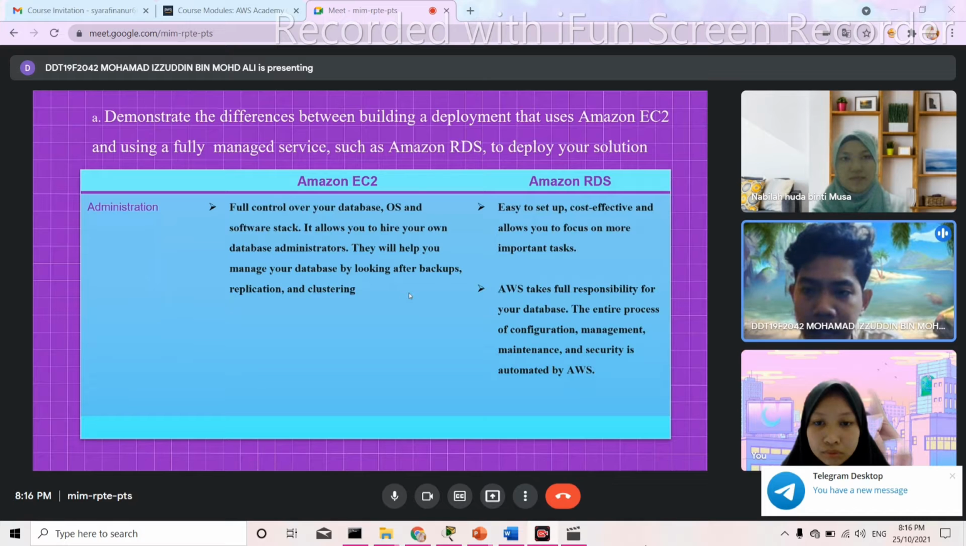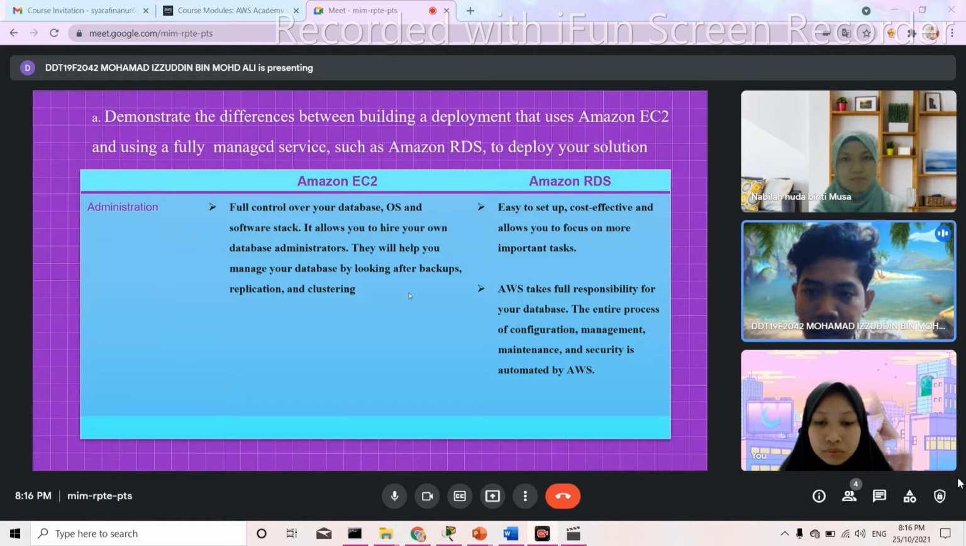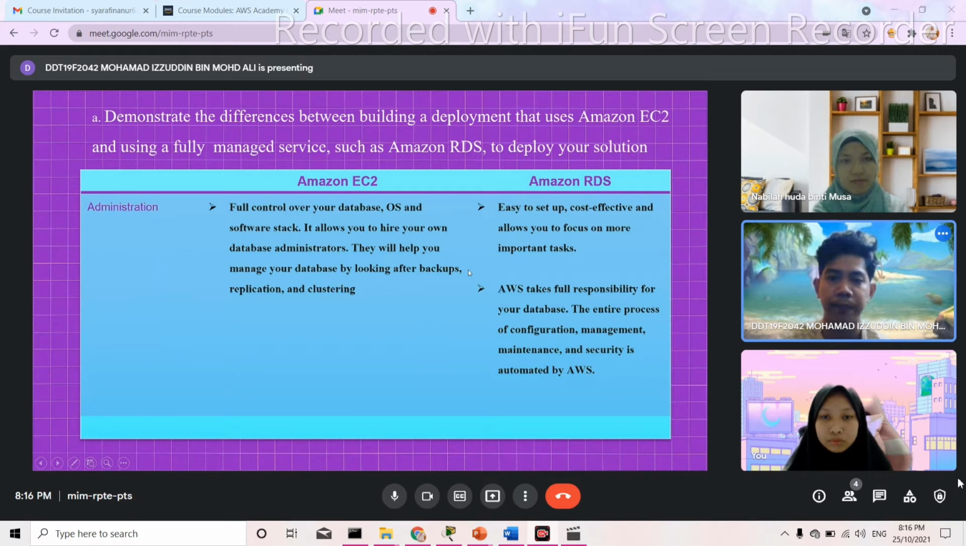For Amazon RDS, it is easy to set up, cost effective, and allows you to focus on more important tasks. And next, AWS takes full responsibility for your database. The entire process of configuration, management, maintenance, and security is automated by AWS.